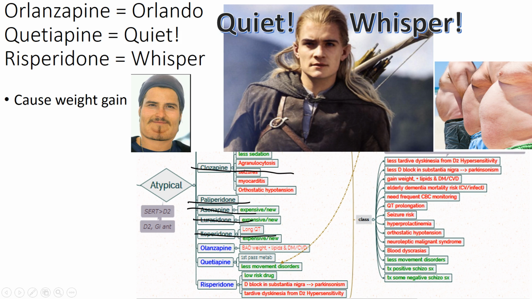Well, all that whispering, he ended up gaining some weight. Here he is. He gained some weight. Why? Because these drugs cause weight gain. Okay, remember that. Olanzapine, quetiapine, risperidone cause weight gain. However, quetiapine can really quiet down your Parkinsonism. Okay, so if you switch over to quetiapine, your Parkinsonism can go away. That's a good thing. Those are the first ones to pay attention to here.